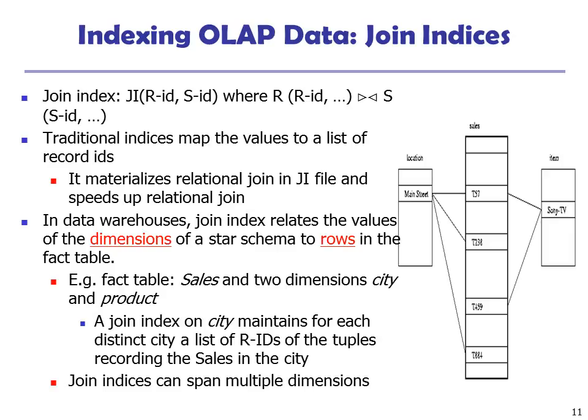So the join indices can span multiple dimensions. Just like you can do a join on more than two tables, you don't have to do a join just on two tables. You can do a join on three tables. The same way, you can do a join across multiple dimensions.